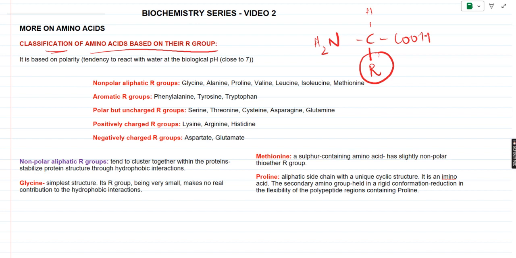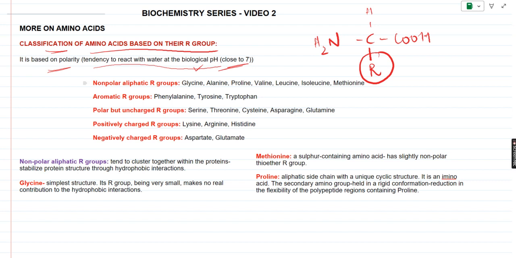Please do check it. So it is based on the polarity, that is the tendency to react with water at the biological pH. The biological pH is close to 7, close to 6 to 7. The reason why we choose biological pH is because that's going to be the real time scenario, like when you have to study about proteins or other biomolecules at a given biological pH, that is the pH that corresponds to the biological systems in an organism.